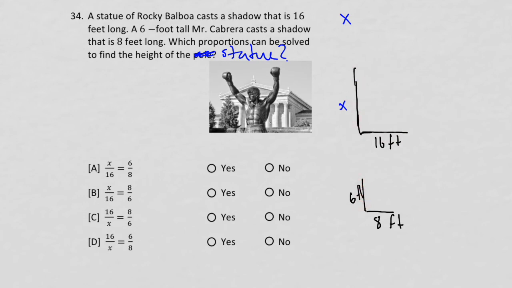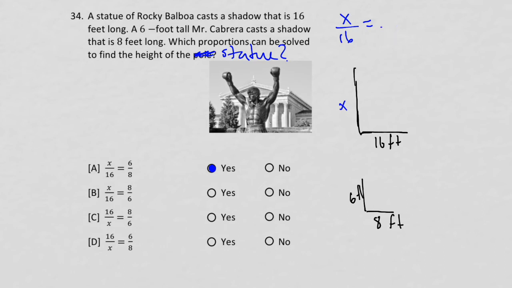So I can put x over 16 equals, now if I do x over 16, that's this over this, then I have to use these other numbers in the same order. So height over shadow, 6 over 8. That is a proportion that can be solved, that would work. I see that that is A, so A is yes. The question is, can any of these proportions be solved to find the height of the statue? A can work.